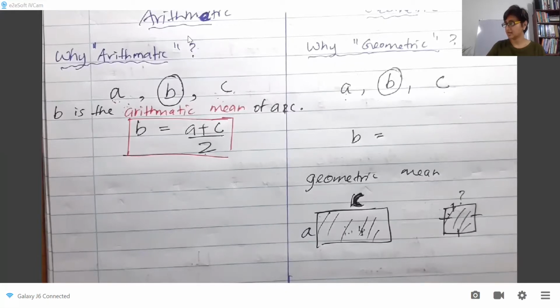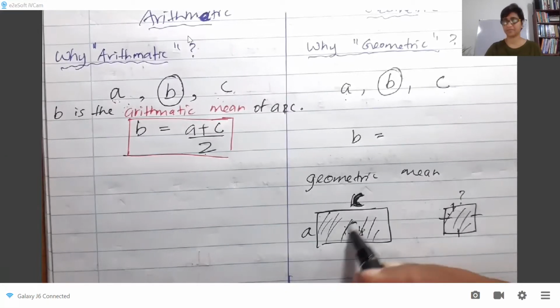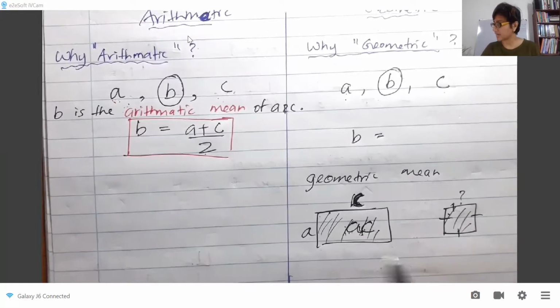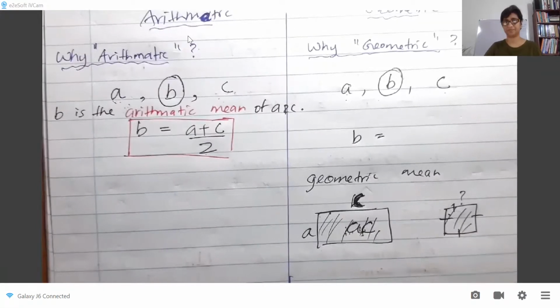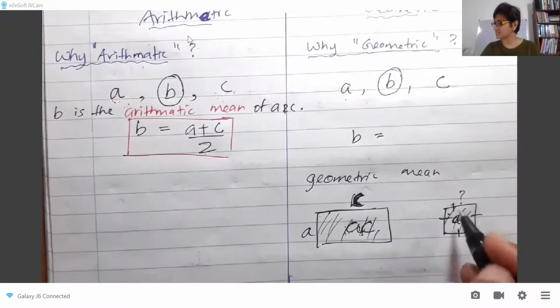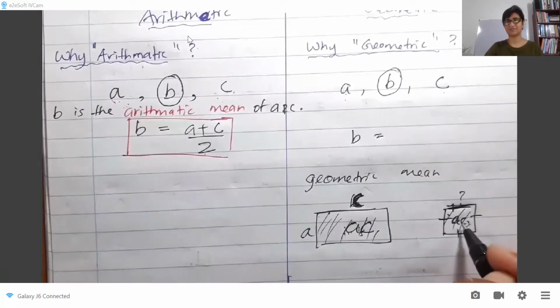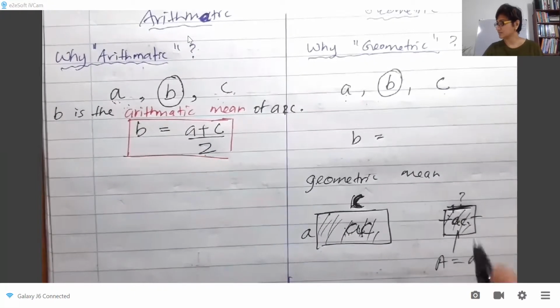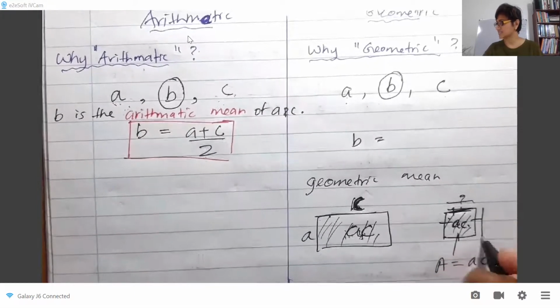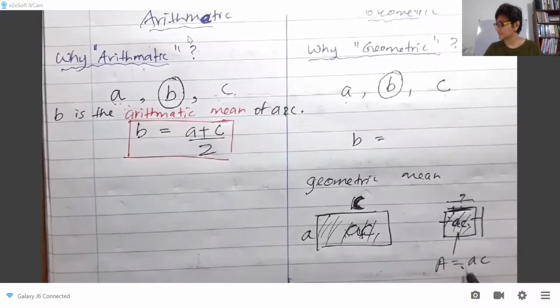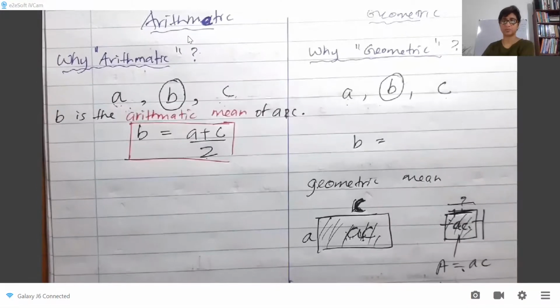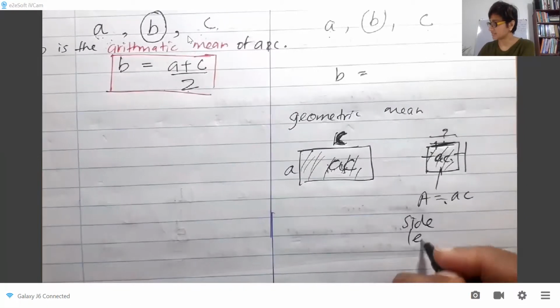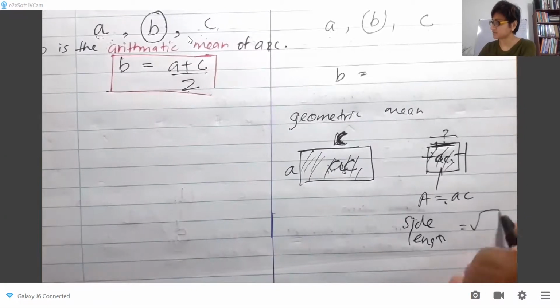How would you find it? Area of this rectangle is A times C. And now the square needs to have the same area, AC. How do you find the side length of the square? You have to take the square root of AC, right? Because this area is AC, you get it by multiplying this times this. So the side length of the square would be square root of AC.